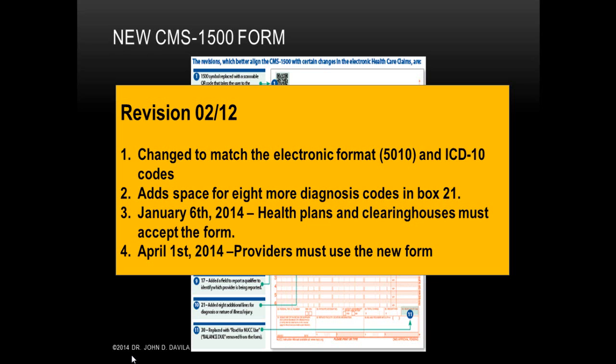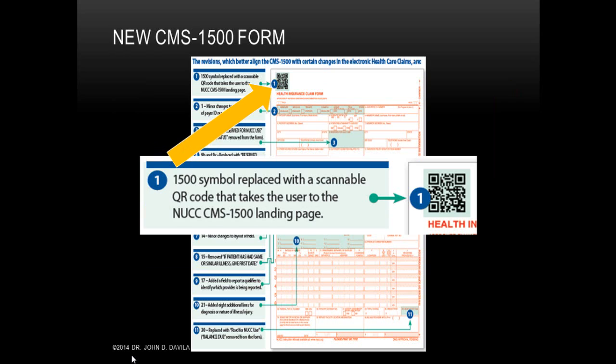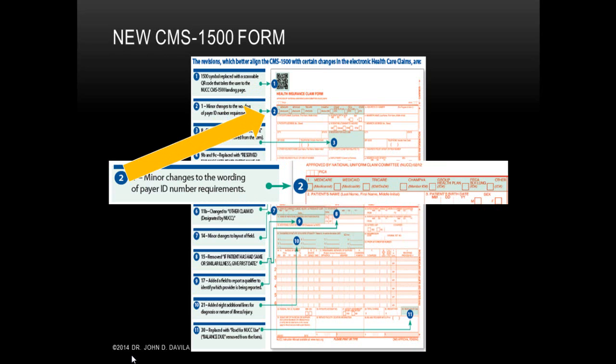If you're sending paper, get rid of all your old ones, because as of April 1st you're going to have to use this new one, okay? You can use the new one now, but as of April 1st, the old paper forms are going to be retired. So let's go through them line by line so we can see them. First one is this. Silly stuff for us, means nothing to us. The 1500 symbol has been replaced with a scannable QR code at number 1. You'll see this is really silly stuff, not really important to us.